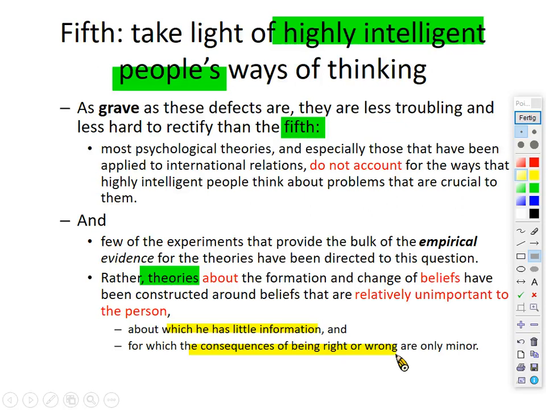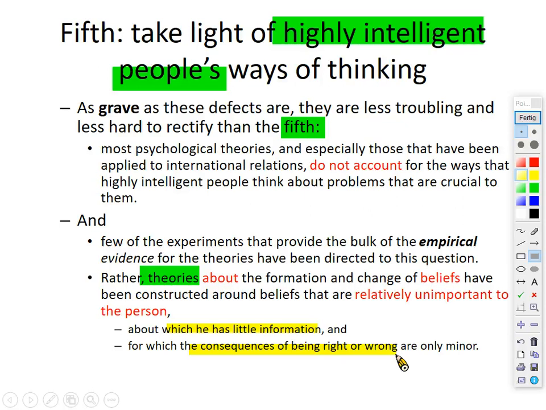But how about those highly intelligent people? They become the elites for us, the elites for the state. When they make decisions, their consequences influence a lot of people. And this kind of study is not sufficient. It's not sufficient at all.